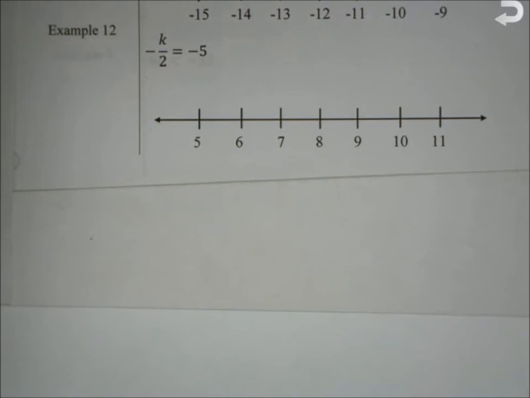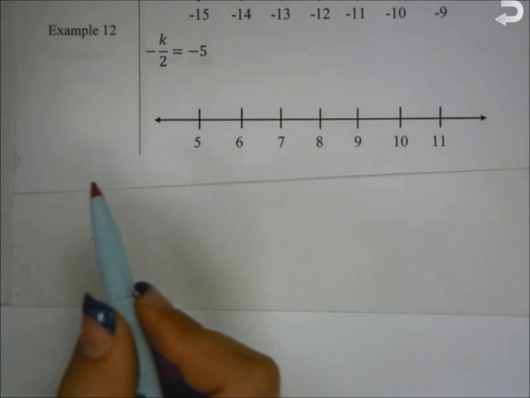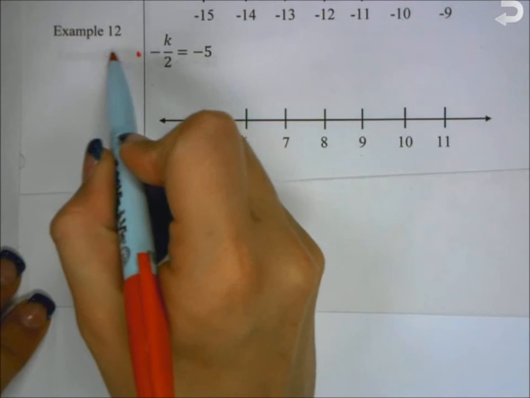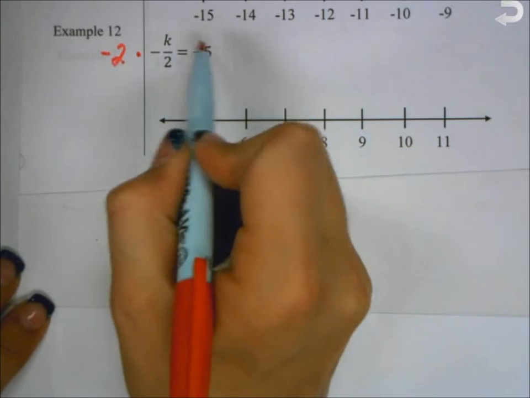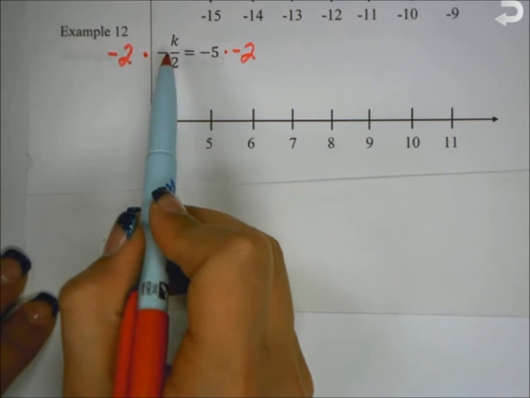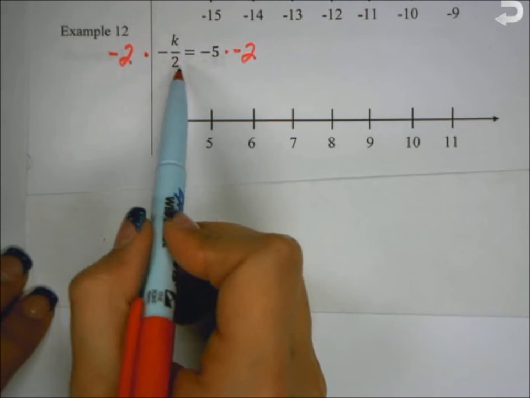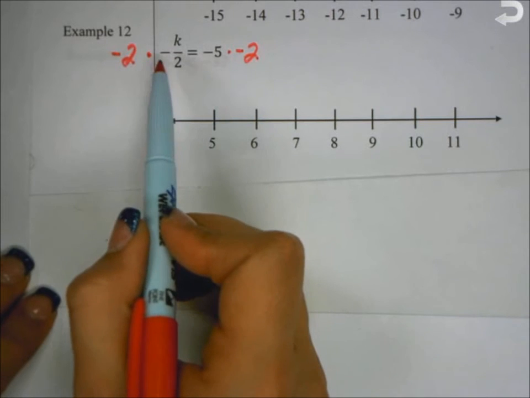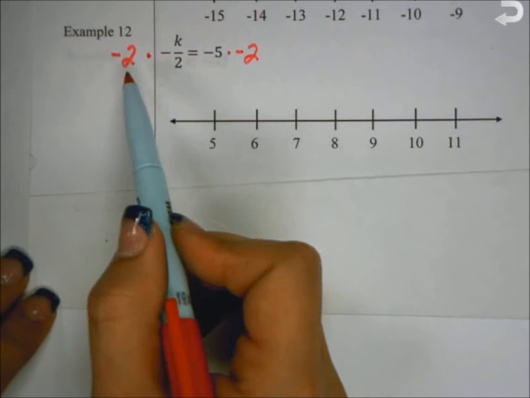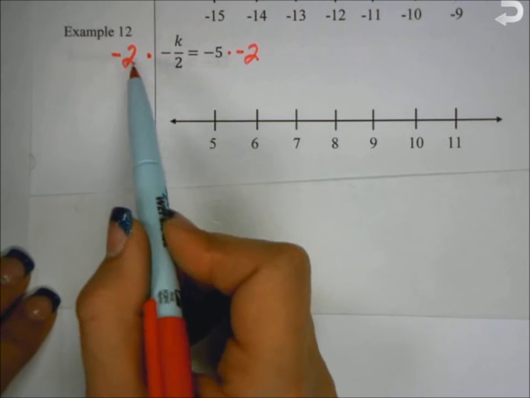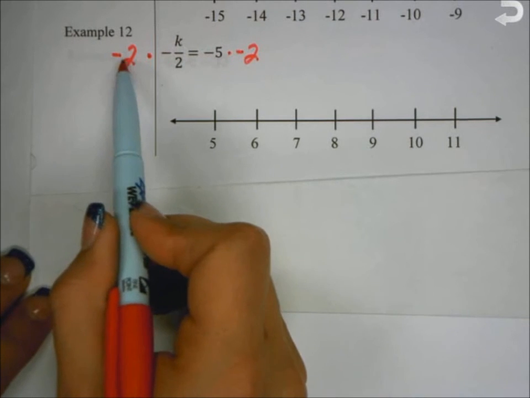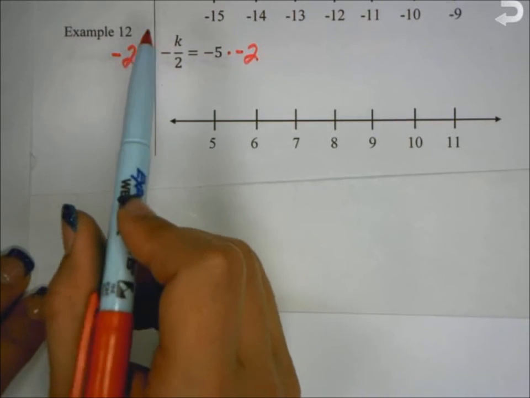Because the negative is on the outside, it actually doesn't matter if the negative goes to the top or to the bottom. But either way, we're still going to have to get rid of it, right? We still need to have a positive 1k on the left. So -2 divided by -2 gives me what? Positive 1. So we're just left with k equals -5 times -2, everybody? 10. Positive 10.